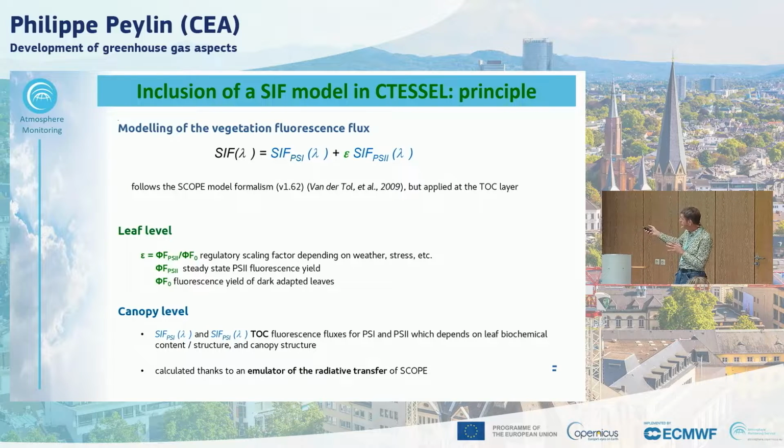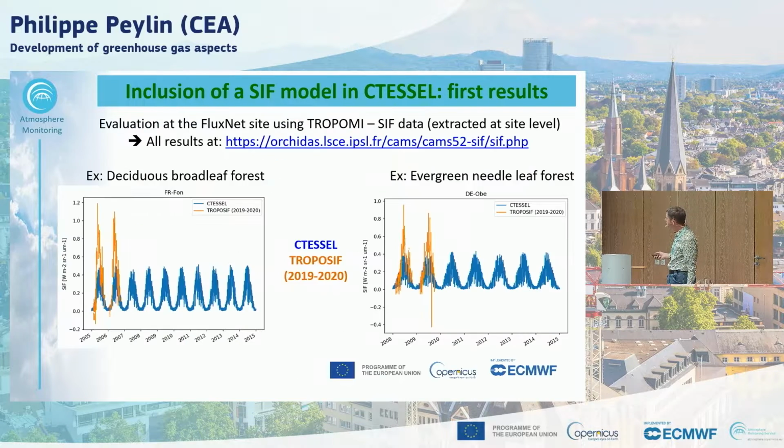So we have a leaf-level implementation following the SCOPE model, which is a well-known model. And then you have to deal with the whole canopy transfer scheme, how much light escapes. If fluorescence is produced at the bottom of the canopy, does it escape and is it seen by the satellite? So we have implemented something. We made a first comparison using TROPOMI fluorescence data, SIF data. It's not the same scale. So we use site level where we have GPP. There's a mismatch between the site level where you have GPP and TROPOMI, which has a grid cell size of a few kilometers.